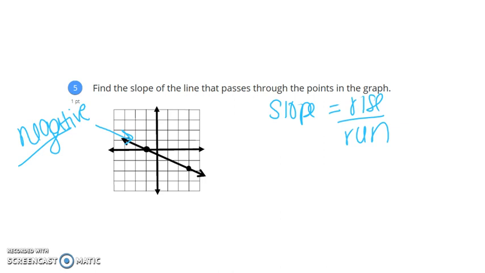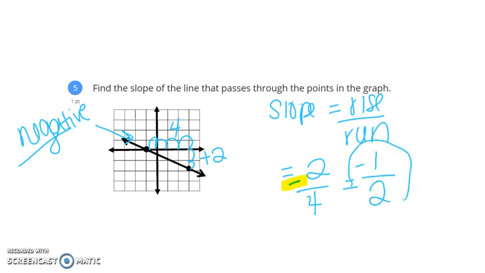So when we do our rise here, we're going up 2, but then we're going back 1, 2, 3, 4. So my rise is 2, my run is 4, but it's negative because that line is decreasing. In slope, if something simplifies, it's always important to simplify it. So 2 divided by 2 is 1. 4 divided by 2 is 2. So my simplified slope is negative 1/2.